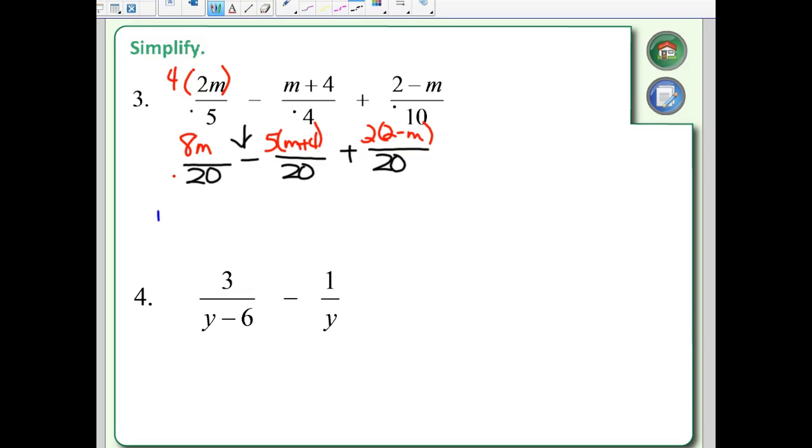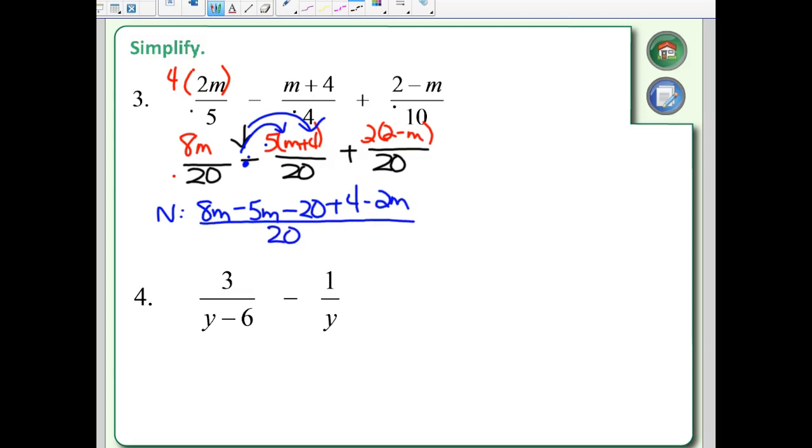If I'm looking at my numerators, here's what we've got. We've got 8m, and now I've got negative 5 times m is negative 5m. Negative 5 times 4 is going to give me negative 20. We got a plus sign, so we don't have to worry about that. 2 times 2 is 4 minus 2m. So that's what's in my numerator, and all that's over 20.